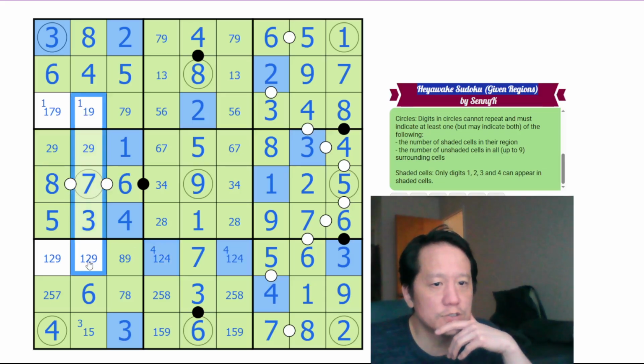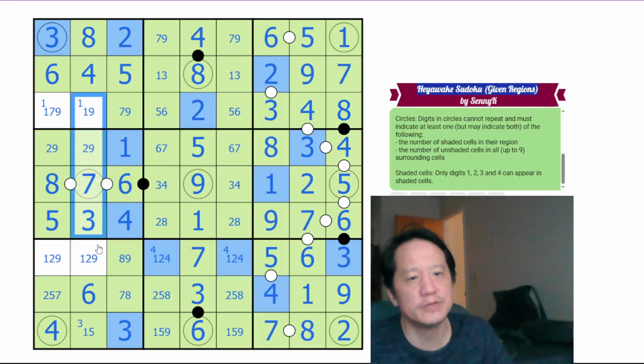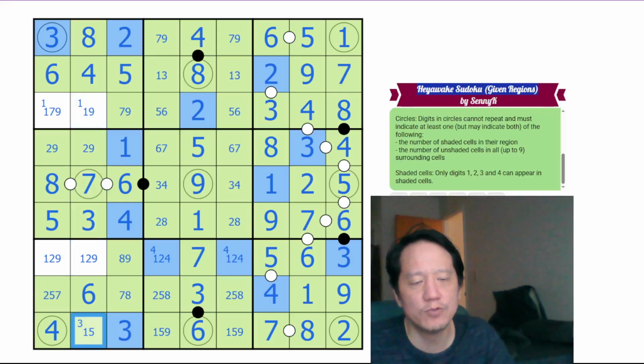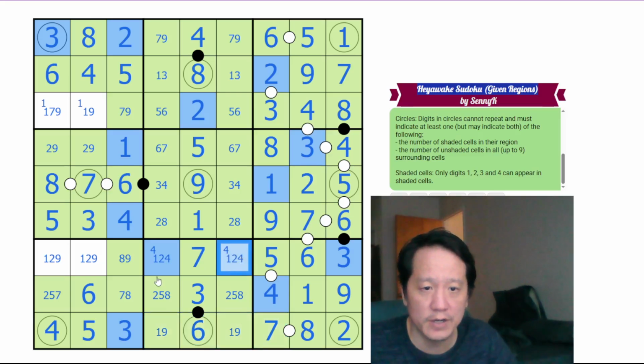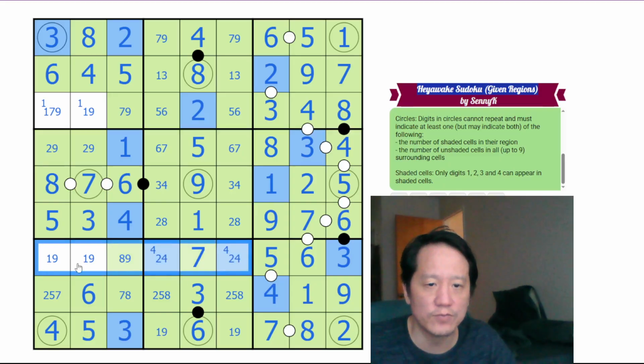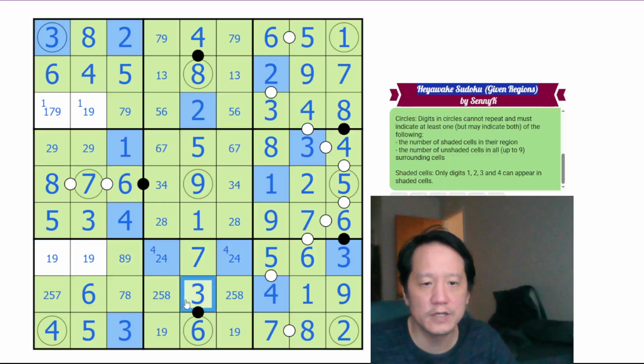We have a 1, 2, 9 triplet in column 2, which eliminates 1, 2, 9 in the rest of the column. This can't be 1, it's 5, which eliminates 5 from here. This is a 1, 9 pair, which eliminates 1, 9 in the rest of the box. So this can't be 1, it's 2 and 4, which eliminates 2 and 4 in the rest of the row. So this is 1, 9 here. That means this can't be 2 here. It's a 5, 8 pair, which eliminates 5, 8 in the rest of the row.